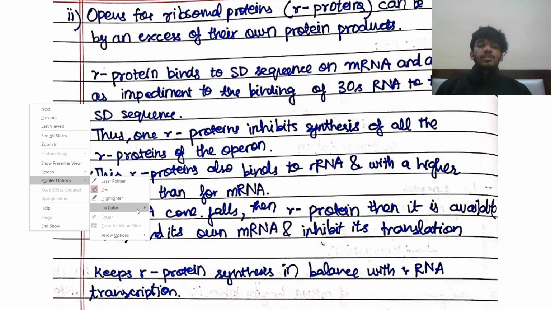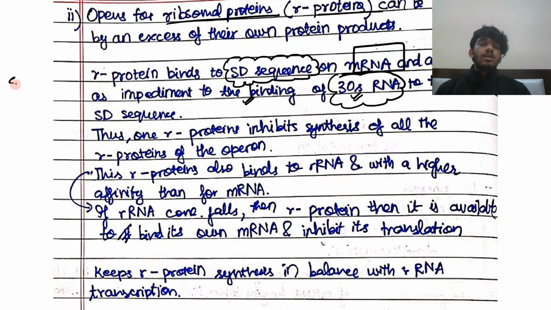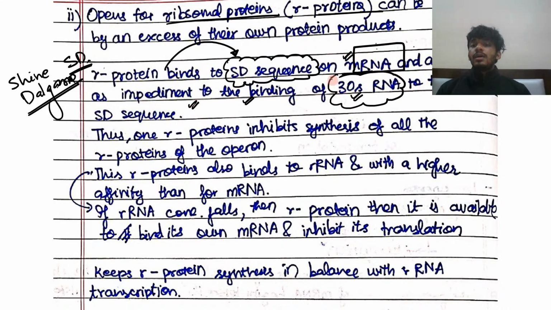Now about R proteins, regulation through R proteins. What are ribosomal proteins? They are known as R proteins. So the R protein binds to the SD sequence. What is the SD sequence? It is present on the mRNA and it acts as an impediment to the binding of 30S RNA to the SD sequence. Have you heard of this sequence? Shine-Dalgarno sequence, right? So that's the SD sequence here. So the R protein goes and binds to the SD sequence on mRNA and it acts as an impediment to the binding of 30S RNA, that is the ribosomal subunit, the small ribosomal subunit, right?